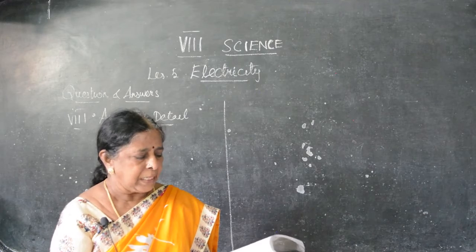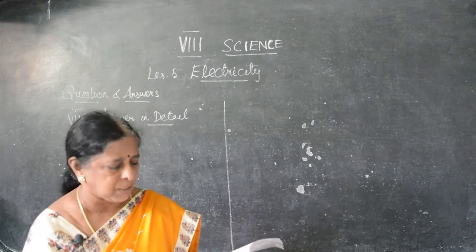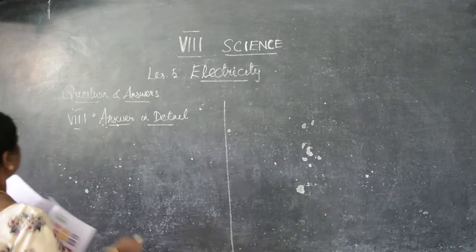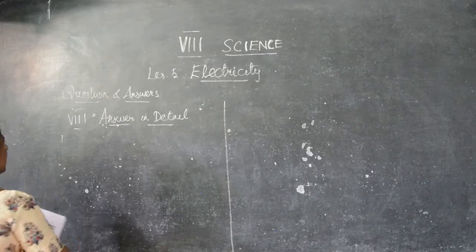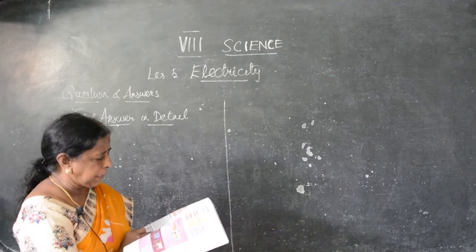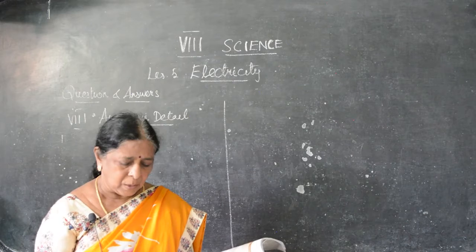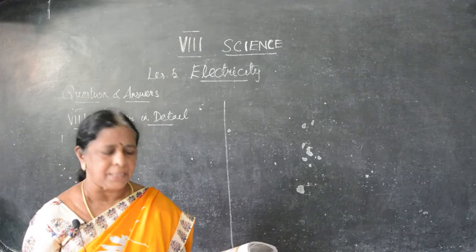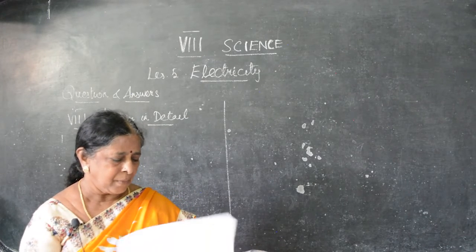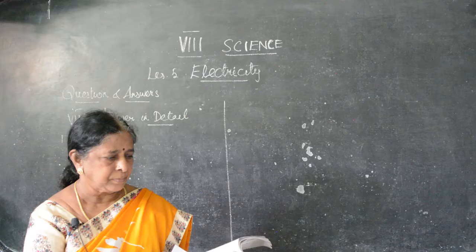First question: Explain the 3 ways of charge transfer. It's on page number 47. We are already marking the short answers. All the short answers combine together and are written as a detailed answer. Clear? The 3 ways of transfer.